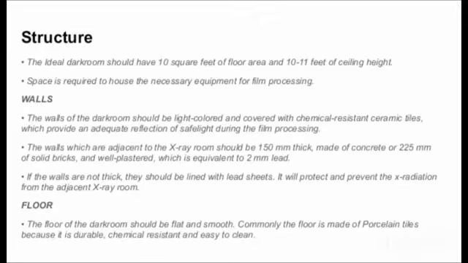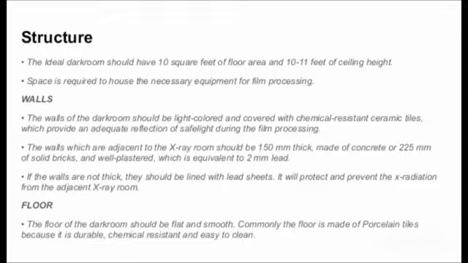The wall which is located adjacent to the X-ray room should be 150 mm in thickness or made of concrete. If it is not made of either of these, then it should have a lead coating over it. If the walls are thin, then a sheet of lead should be covered over all the wall areas, which protects the darkroom from X-radiation entering from the X-ray room.